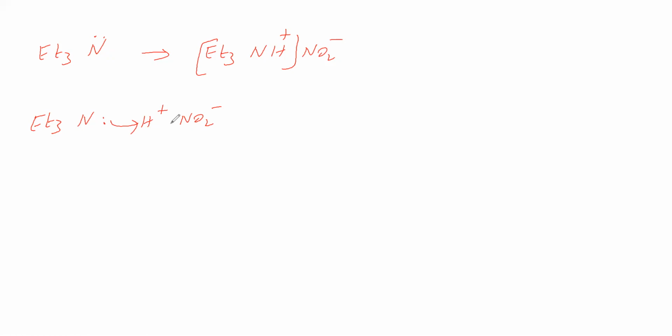Therefore, here just an acid-base reaction takes place. There is no diazotization. It is an acid, it is a base, so an acid-base reaction takes place and we got a salt. This salt is called a quaternary ammonium nitrite, a quaternary ammonium salt. Next we will take a tertiary amine, but it is aromatic.